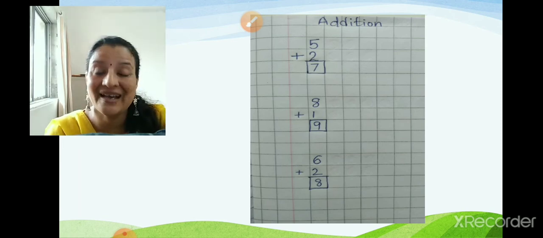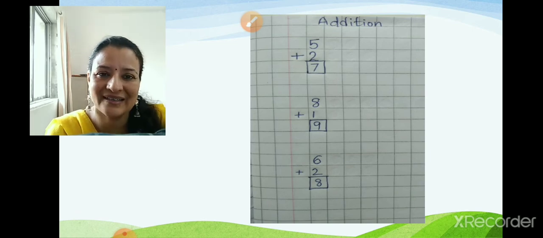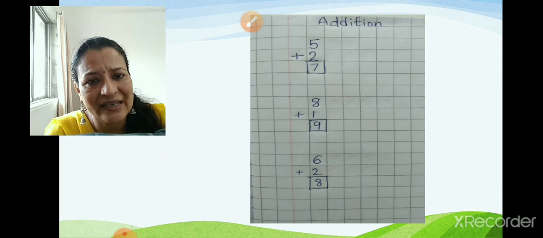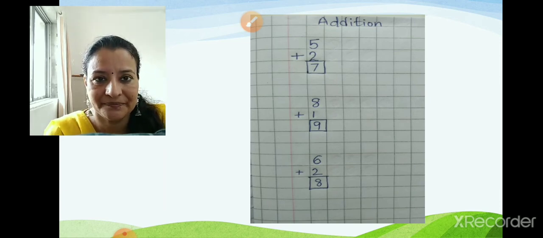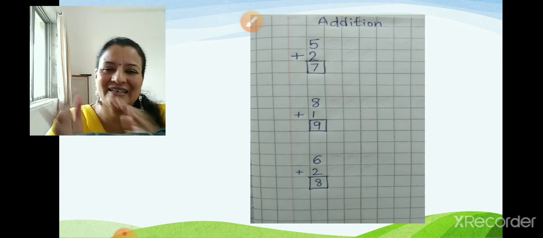Very good, children. I hope you all got the answer right. Now you can practice as many sums as possible. Single digit number. Okay? Understood, children? Yes? Very good. Give a clap for yourself.